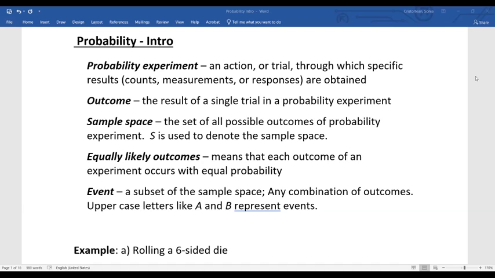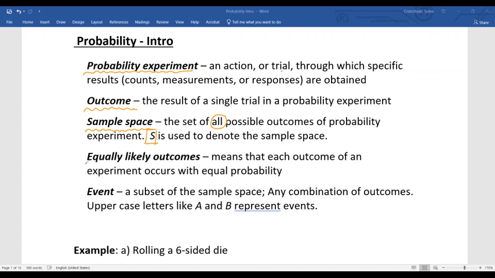Probability. The first definition you see is the definition of a probability experiment. A probability experiment is an action or trial through which specific results, counts, measurements, or responses are obtained. The next definition is the definition of an outcome. An outcome is the result of a single trial in a probability experiment. A sample space is the set of all possible outcomes of a probability experiment. S is used to denote the sample space.